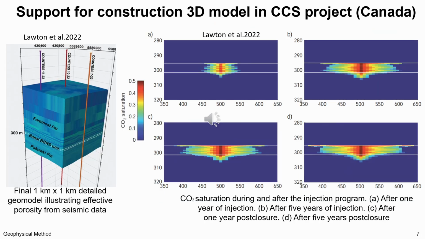This slide continues the Canadian example by showing a detailed geomodel illustrating effective porosity from seismic data, along with CO2 saturation after 1 year, 5 years, and post-closure periods. The key message is that geophysics can contribute not only to imaging structure, but also to supporting spatial property models and understanding saturation evolution over time.